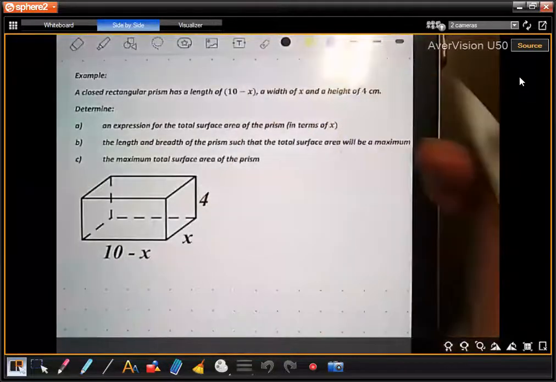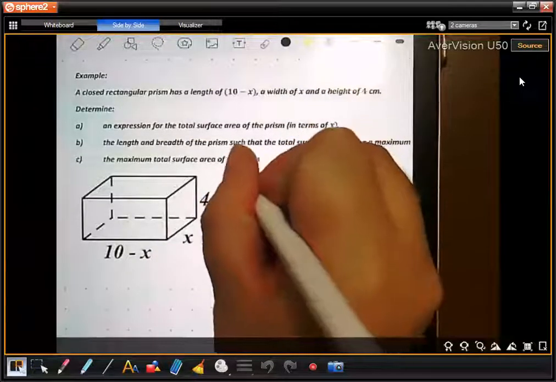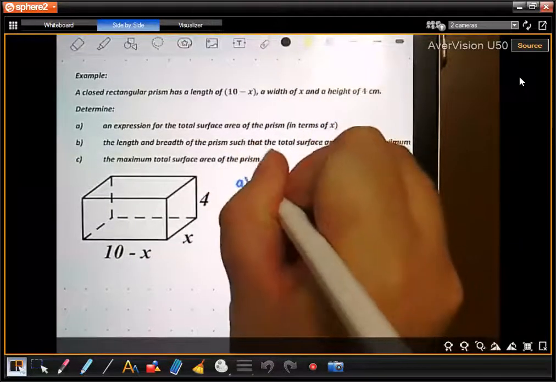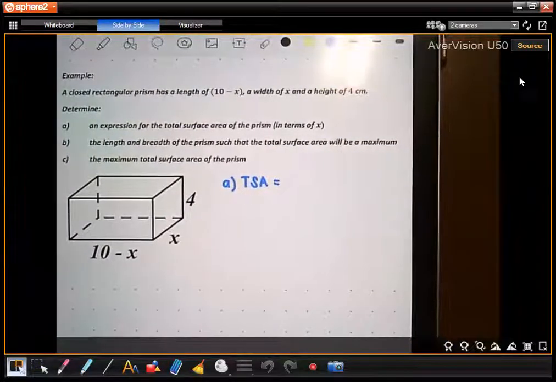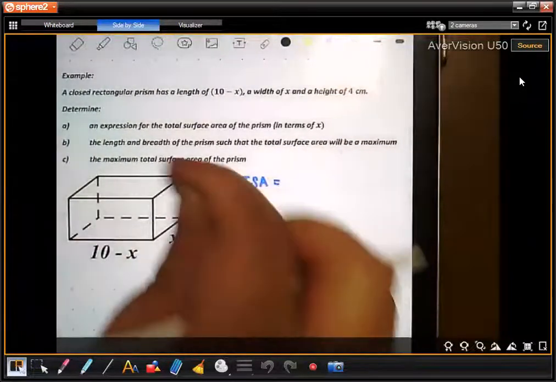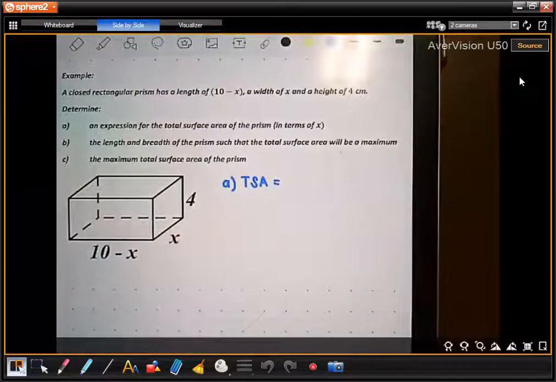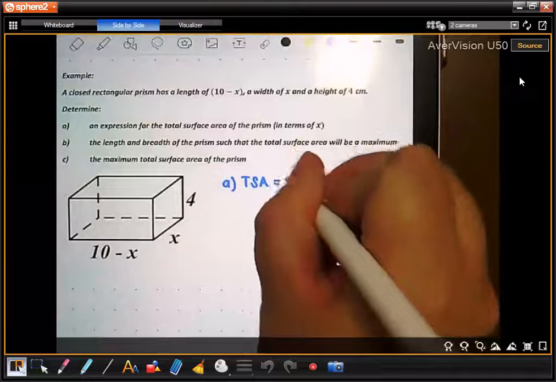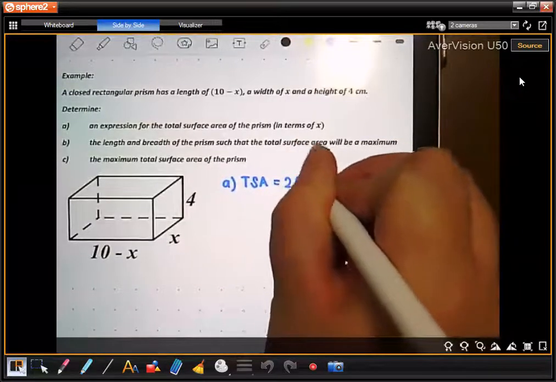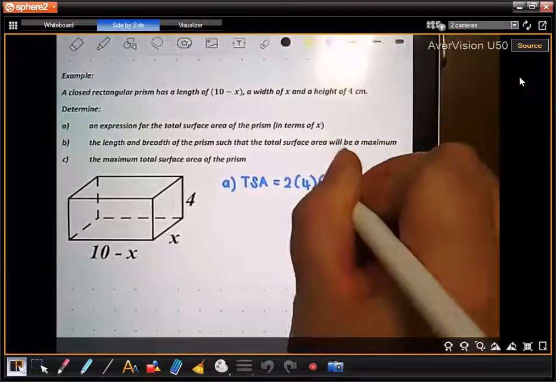So let's actually write that down as we are doing it. I'll do it here on the side. TSA, you are allowed to use that abbreviation for total surface area. So we're doing the front and the back rectangles. And guys, it doesn't matter which order you work in. All right, you can do the side rectangles or the top and bottom first. It really doesn't matter. So we're going to say 2 times 4 times 10 minus x.